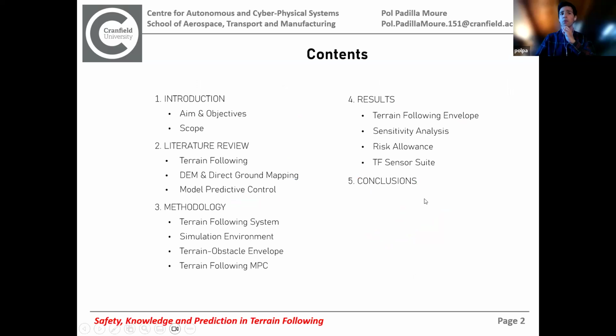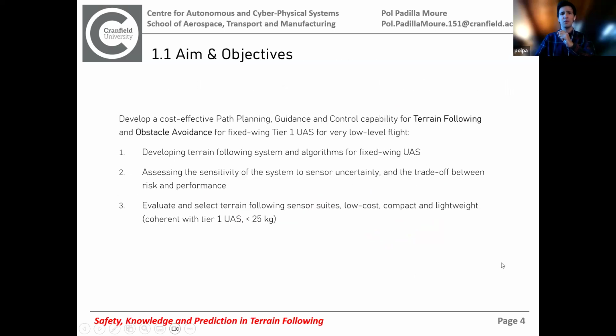We will go a bit quickly through the introduction, but we will stay a little bit more on the methodology and the results that are quite interesting. The main point of the work that we did was to develop a terrain following capability, specifically for Tier 1 UAS, so smaller, lightweight aircraft.